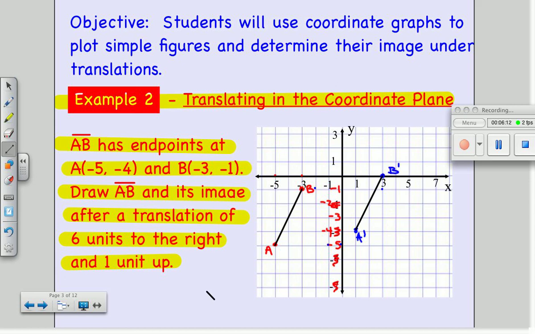Okay? So I've translated that line now 6 units to the right and 1 unit up. All right? So there's your translation.